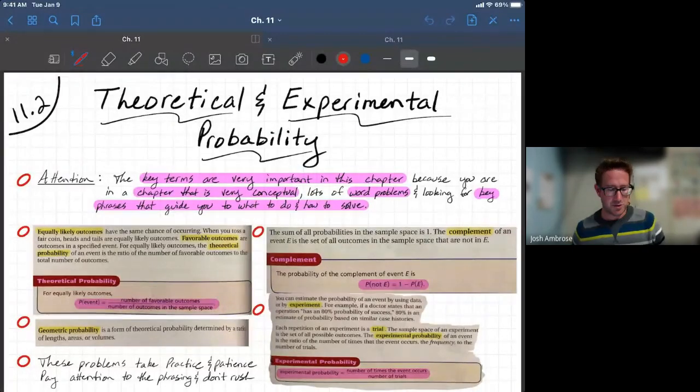All right, Algebra 2, welcome back, guys. We are in Section 2 today, Chapter 11. This is all about theoretical and experimental probability.